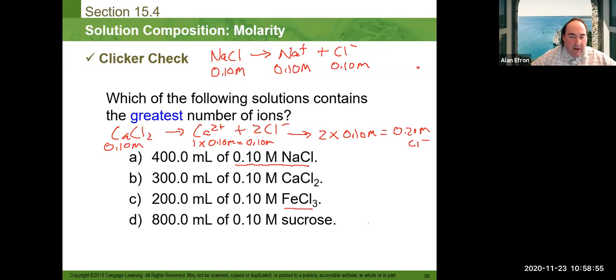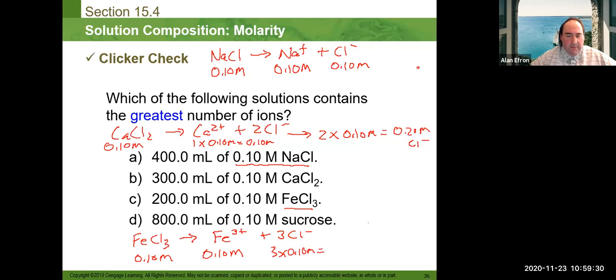We can do the same thing for our iron 3 chloride. FeCl3 is going to break apart into 1 iron 3 ion and 3 chloride ions. In terms of how that relates to our concentration, this whole thing is 0.1. It's a 1-to-1 relationship between the whole thing and the iron 3, which gives us 0.1 molar for our iron 3. It's a 1-to-3 relationship for our chloride, which gives us 3 times 0.1 molar, which gives us 0.3 molar. So at this point, we have the concentrations of each of our ions.